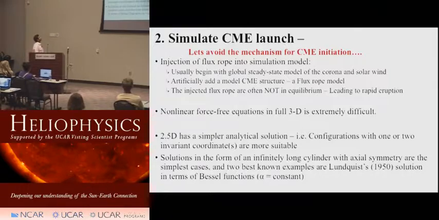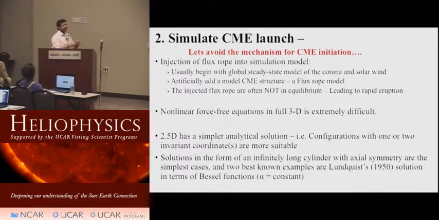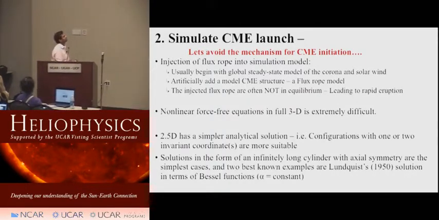You've got injection of a flux rope into a simulation model, and usually that begins with a general steady state model in 3D of the corona and the solar wind. So it's in a steady state, and then you just inject something that you think is a CME or a flux rope. Usually, not always, this flux rope that you just added in is not in equilibrium, and it will just naturally want to erupt. Or rather, you've added it in with an initial velocity, so it's already going into the heliosphere.